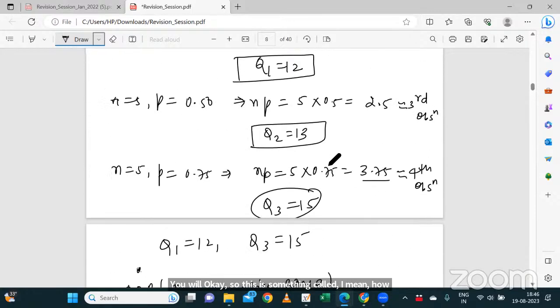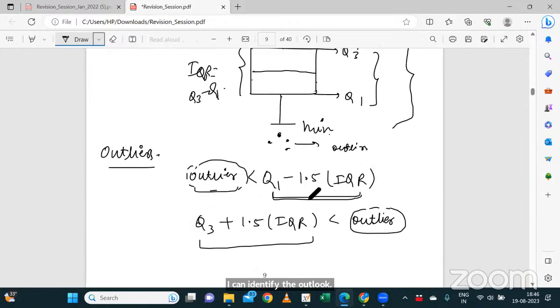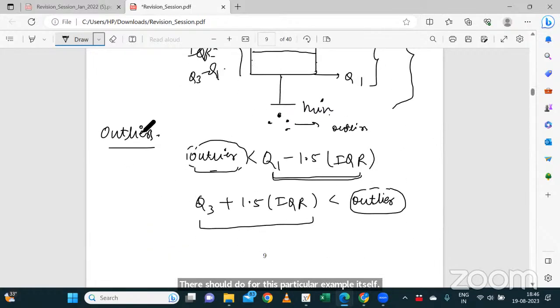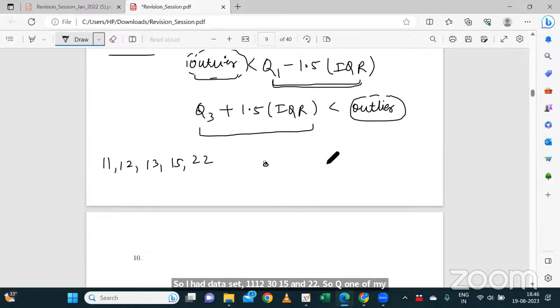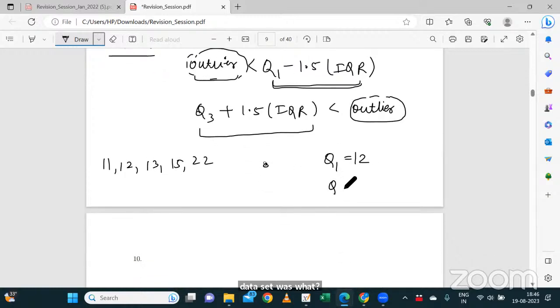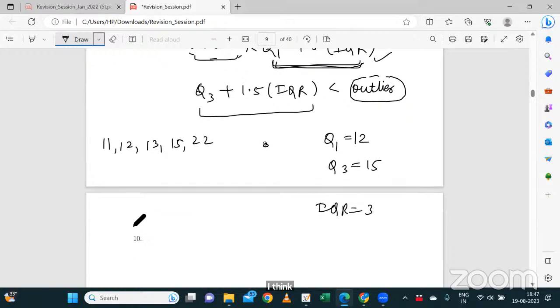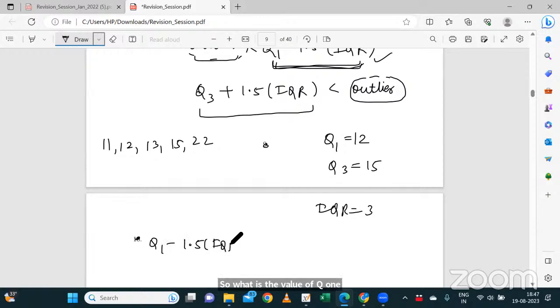Let's do it for this particular example itself, to see whether there are outliers in my data set. I had the data set 11, 12, 13, 15, and 22. Q1 of my data set was 12, Q3 was 15, and IQR was 3, right? Now let's compute this quantity. What is the value of Q1 minus 1.5 times IQR? Q1 is 12, minus 1.5 times 3, what will you get? 12 minus 4.5.